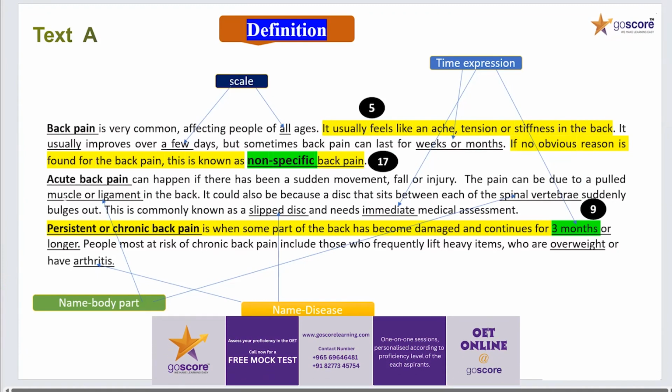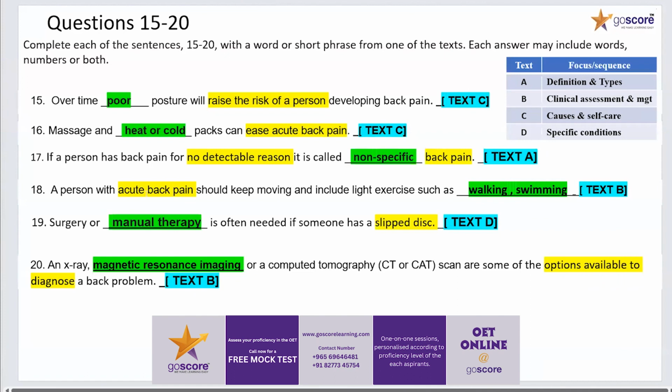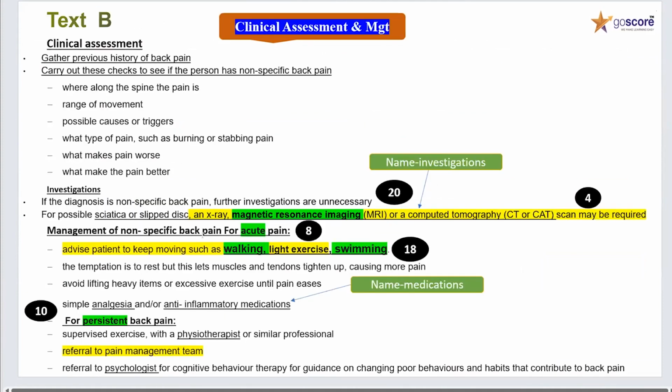Fine. Now, the 18th question. A person with acute back pain should keep moving and include light exercise such as dash. Where do you have to search? In your management text, right? So we can just check in text B, management of non-specific back pain for acute pain. Here you can see, advise patient to keep moving such as walking, light exercise, then swimming. So light exercise is already mentioned there. So your answer is walking and swimming.